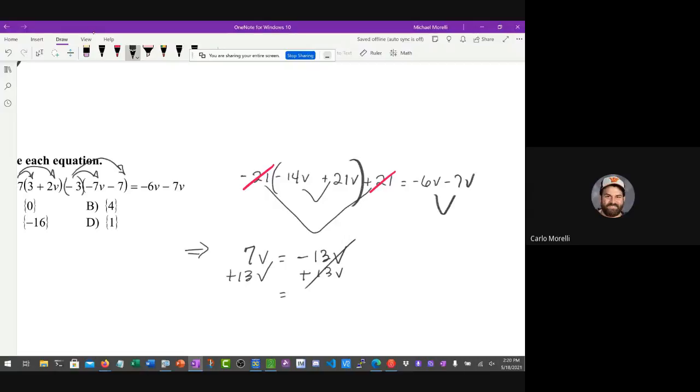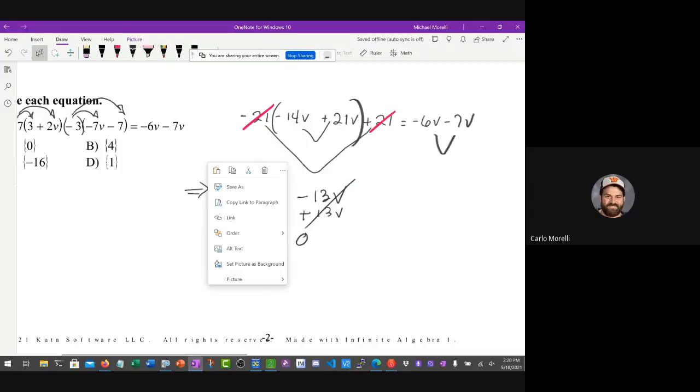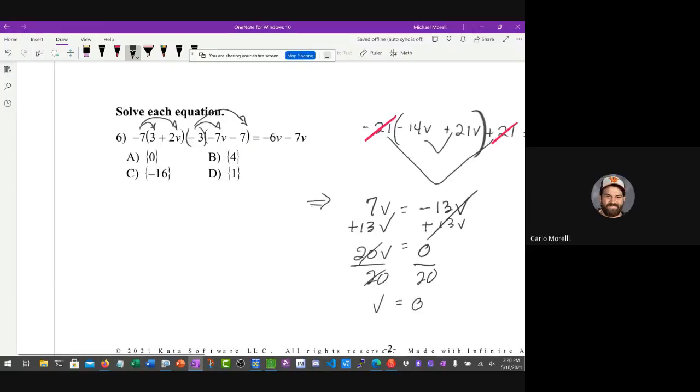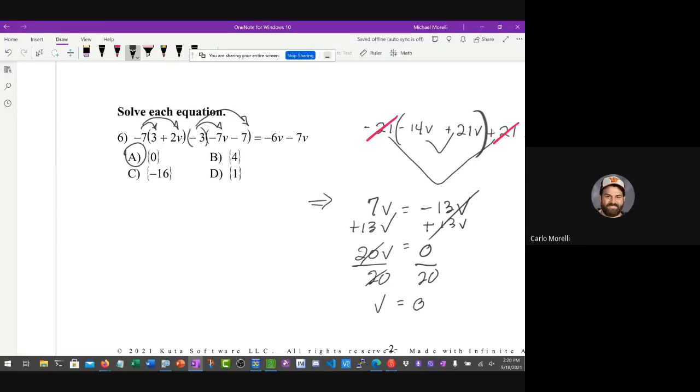And on the right side, students often don't understand what to put there when they eliminate. It's a 0. And so now here we have 13 plus 7, which is 20. We have 20v equals 0. And at this point, you might be wondering what the heck is going on. But we're just going to proceed and divide both sides by 20. And now v equals 0 divided by 20. 0 divided by anything is 0. So v equals 0. So the answer is actually A, 0.